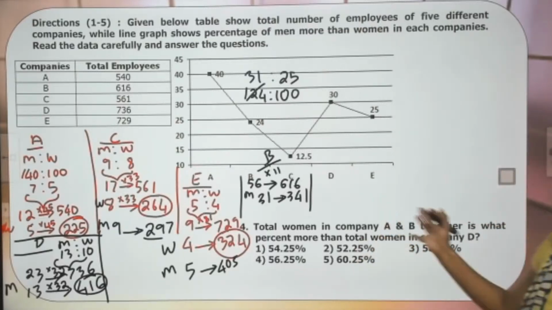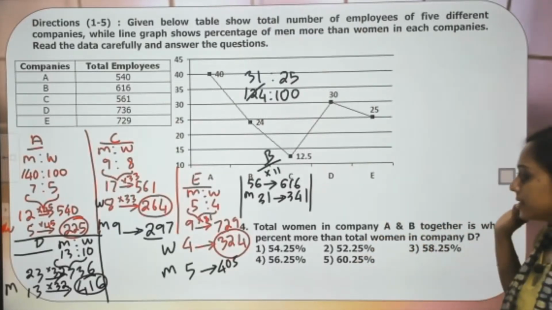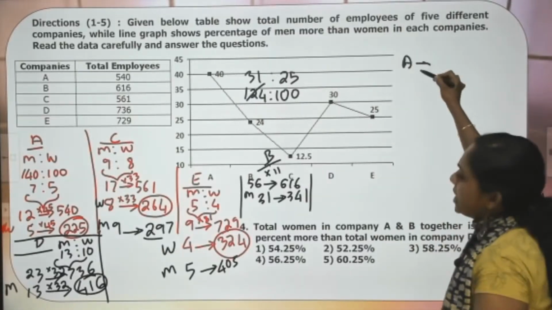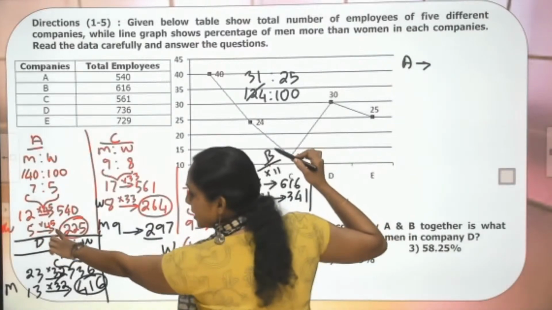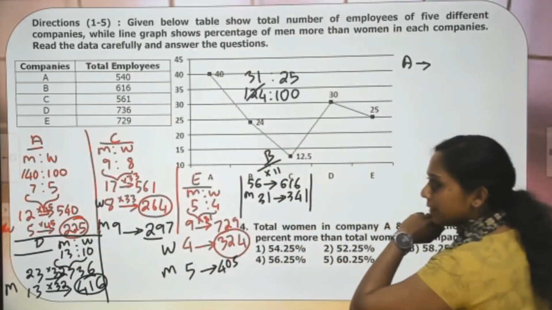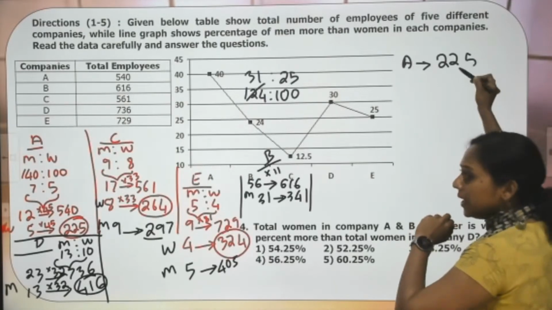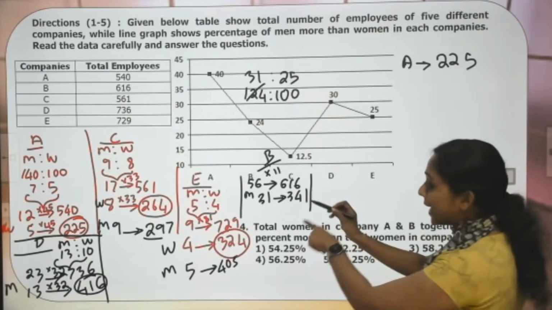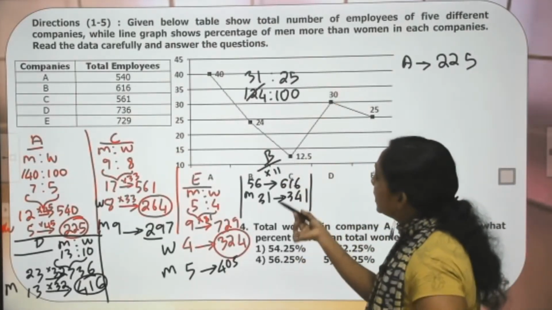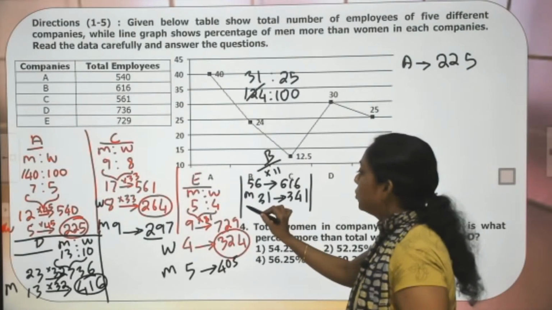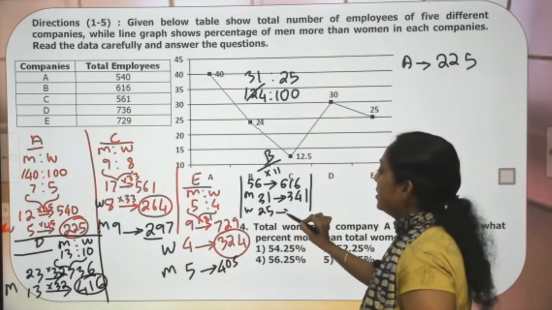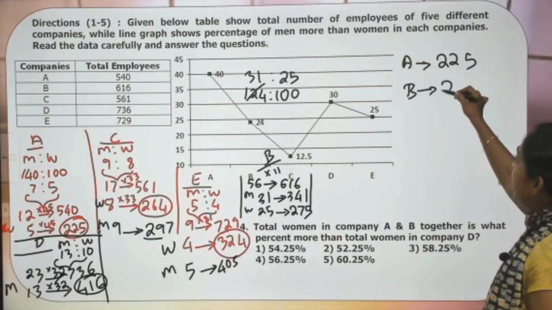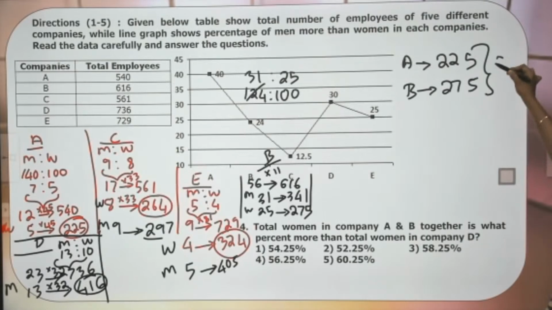Okay, so let's move into the question. So here, what is given? Women in company A and B together. For company A, what is the number of women? That is 225. We have already found out that value. For company B, you don't know the number of women, you have to calculate this. The relation is into 11 and the value for women is 25. So for women, that is 25 into 11, that is 275. So this is B, 275. So A and B together, that is 500.